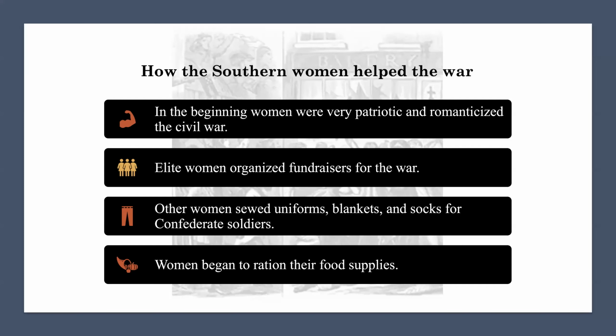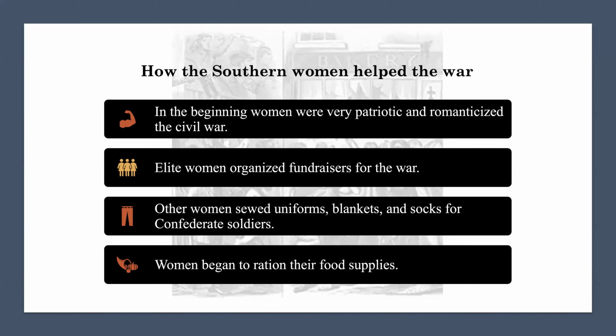How the Southern women helped the war. First, in the beginning, women were very patriotic and romanticized the Civil War. They viewed the Civil War, and saying goodbye to their husbands and their sons, as a very heroic act of the men of the South leaving to fight for what they believed in.